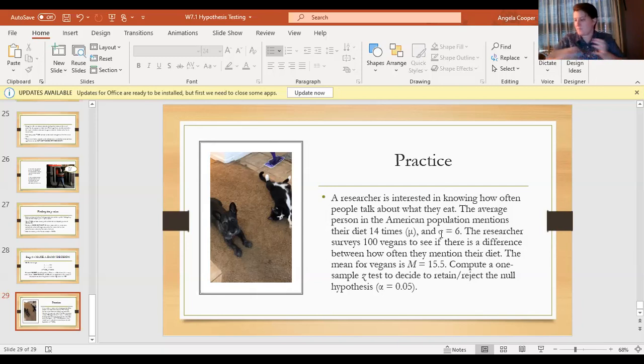I'm going to show you what I wrote, which is exactly what I just said out loud. So in case it was hard for you to read that, what I wrote was I rejected the null hypothesis. I abbreviated it to H naught because I was afraid I would run out of room. But the vegan population does not mention their diet at the same rate as the American population. That's what that said.